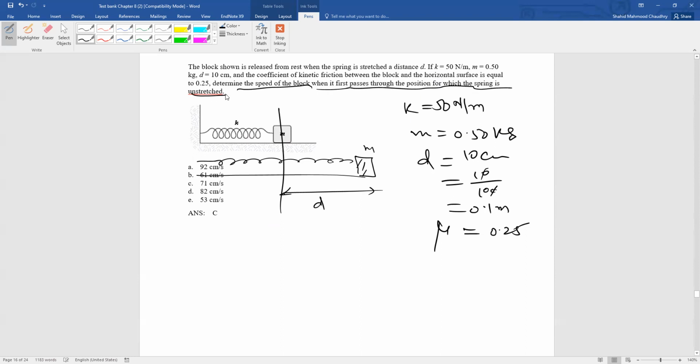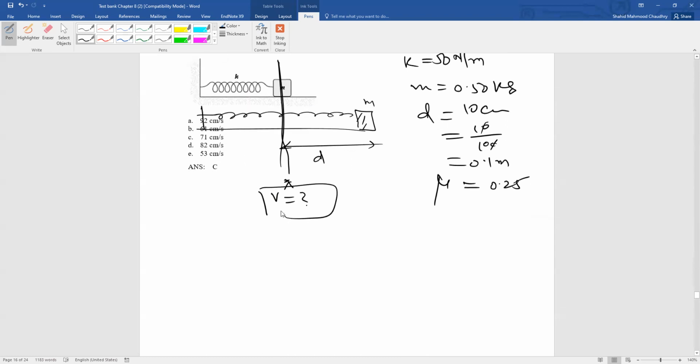Determine the speed of the block when it first passes through the position for which the spring is unstretched. So what does this mean? When you release this one, surely it will pass from this position and go ahead. So he is asking, find the speed at this position. So to find the speed at this position, what will we do?